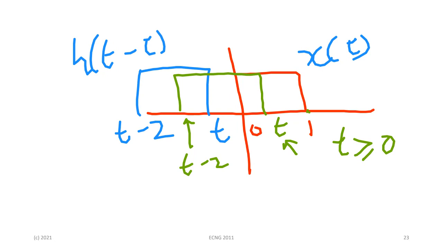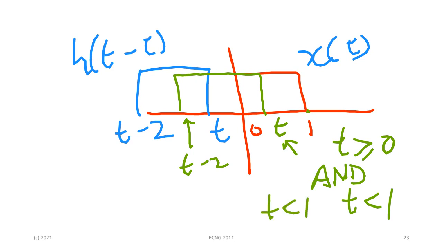So in other words, this particular area of overlap will be t greater than or equal to 0 and t less than 1. That's because the two pulses are not the same size. X is smaller than H. Following?